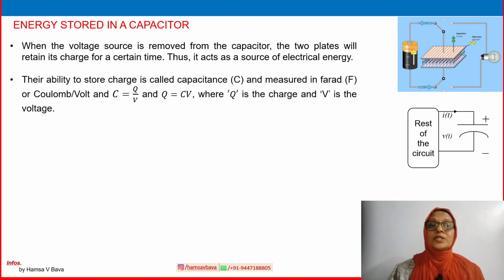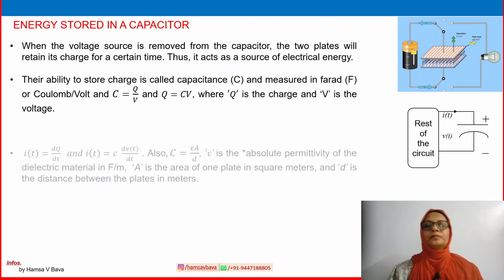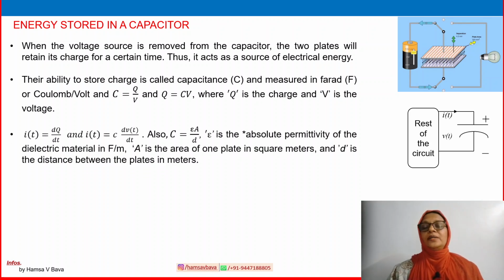Their ability to store charge is called capacitance, represented by C, and it is measured in farad. Farad is coulomb per volt, or C is equal to Q by V, and Q equal to CV, where Q is the charge and V is the voltage. We know I, the current, is equal to dq by dt, where q is the charge. So current at any time instant t equal to C into dv by dt.